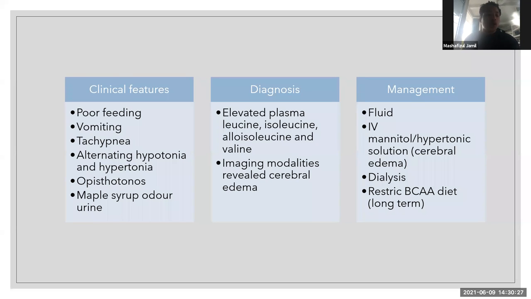For the brief management of this disease, we use fluid therapy, intravenous mannitol or hypertonic solution in case of cerebral edema. Sometimes if the patient is very acidotic, we should do dialysis. And also for long-term management, we restrict the branched chain amino acid diet.